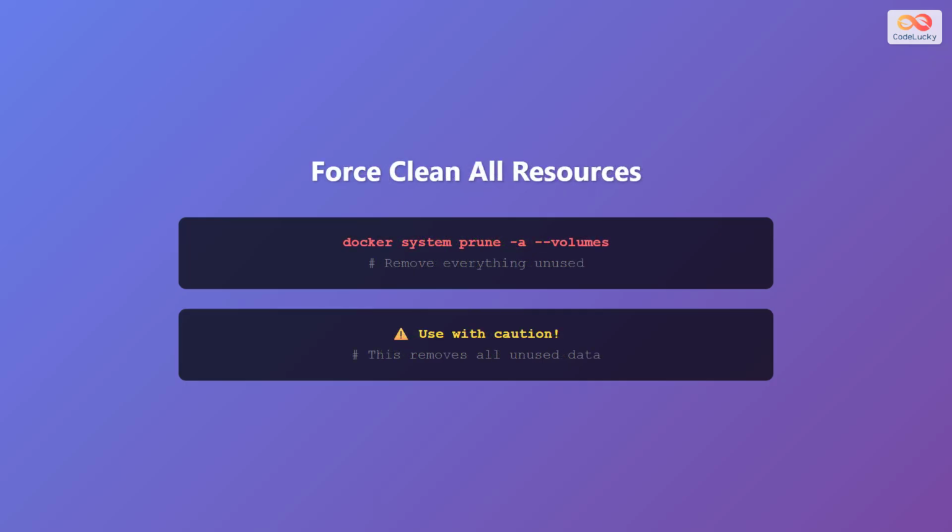To forcibly clean up all unused resources, you can use the command docker system prune -a --volumes. This will remove all stopped containers, all dangling images, all unused networks, and all unused volumes. Be very cautious when using this command, as it will remove all unused data, and this action cannot be undone. Only use it when you are sure that you no longer need any of the unused resources.